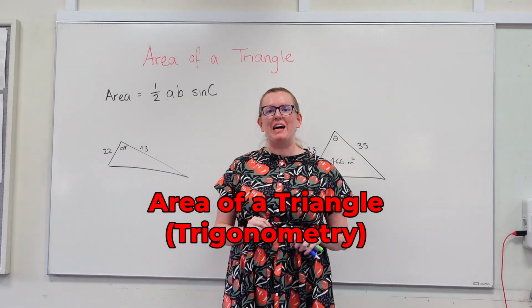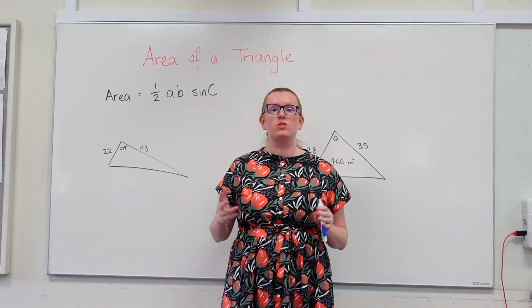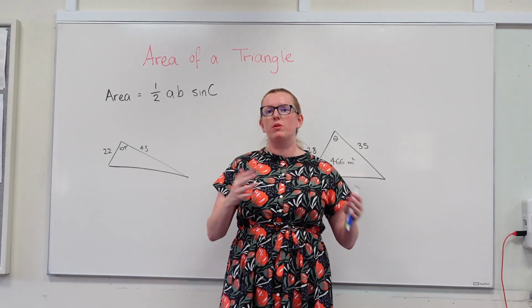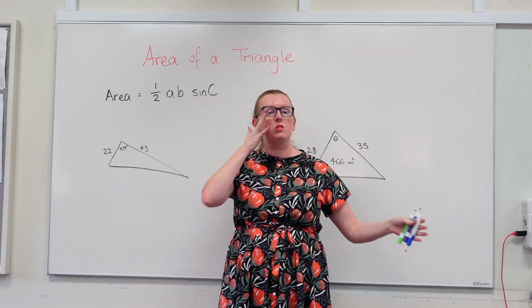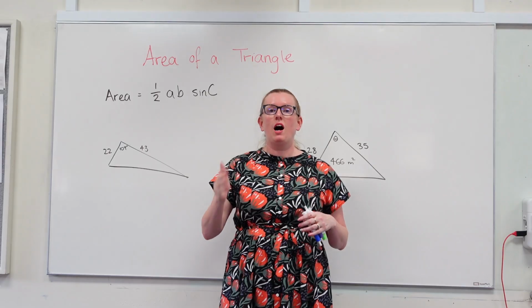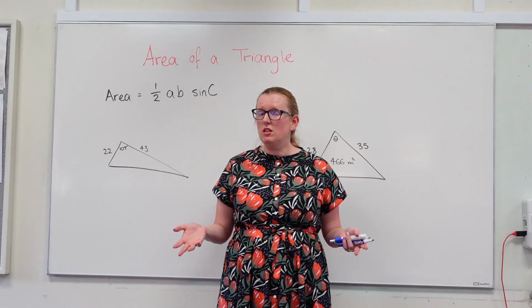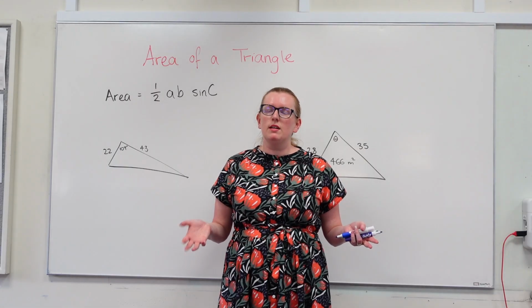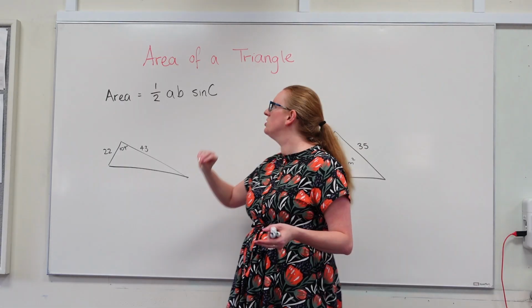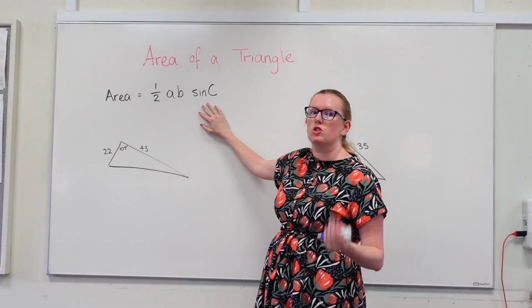Now we're going to talk about how we find the area of a triangle using trigonometry. Now I know in previous years, in the younger year groups, you used to use the formula half the base times the height. Now in the HSC, you could still potentially use that formula, maybe, but usually they're going to get you to use this one here, where you're using trig.